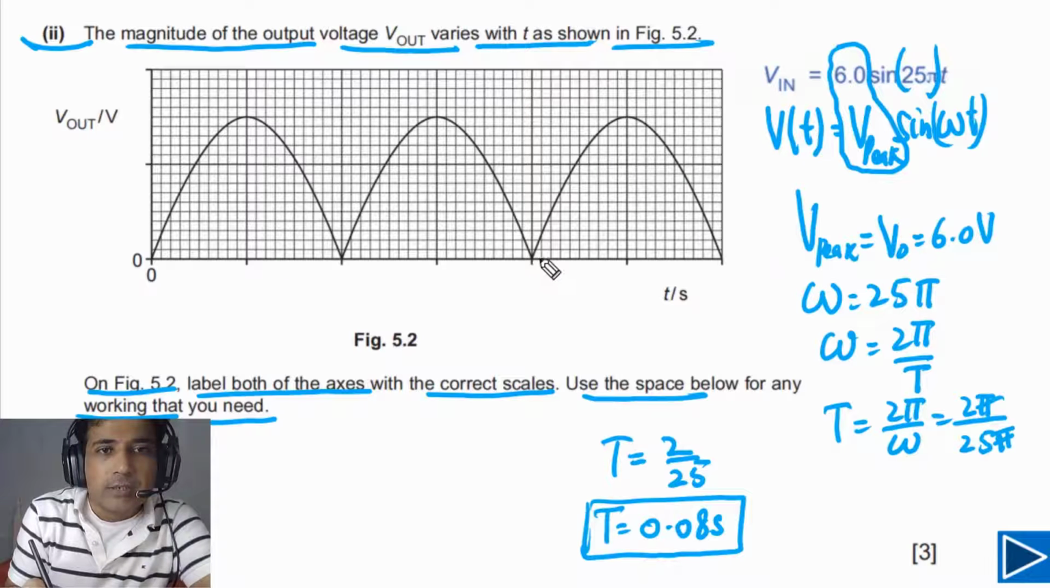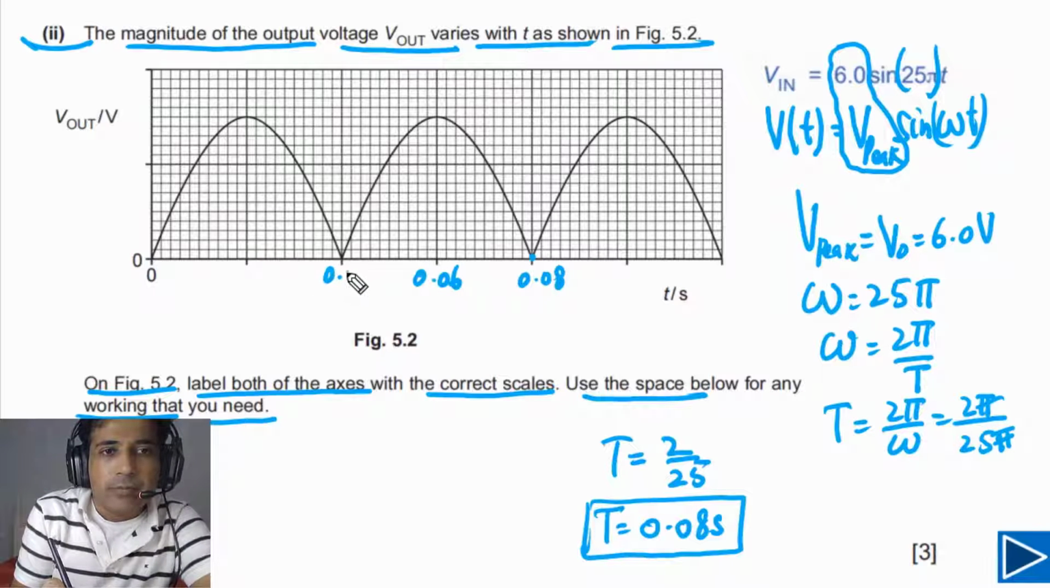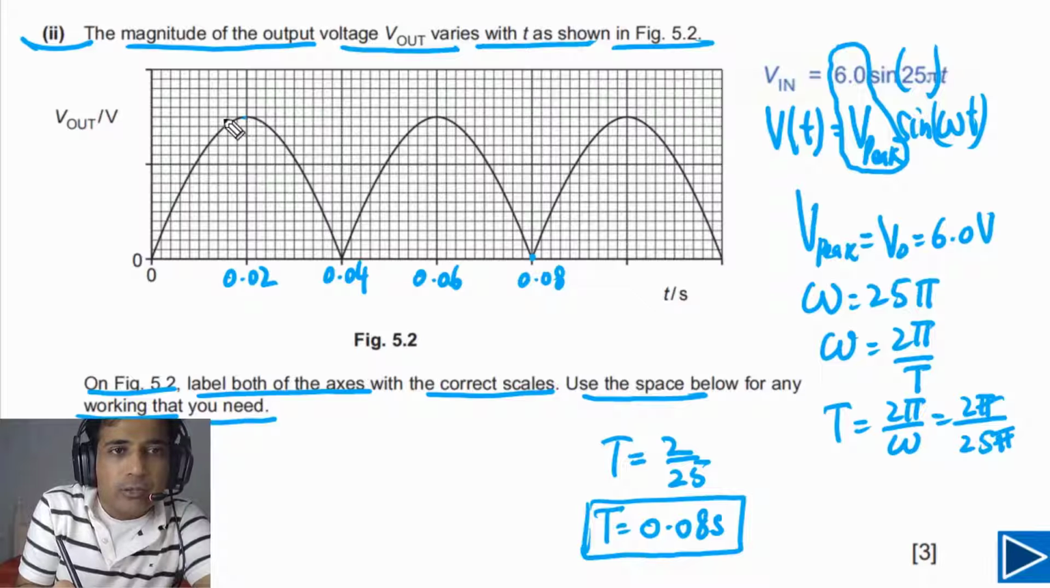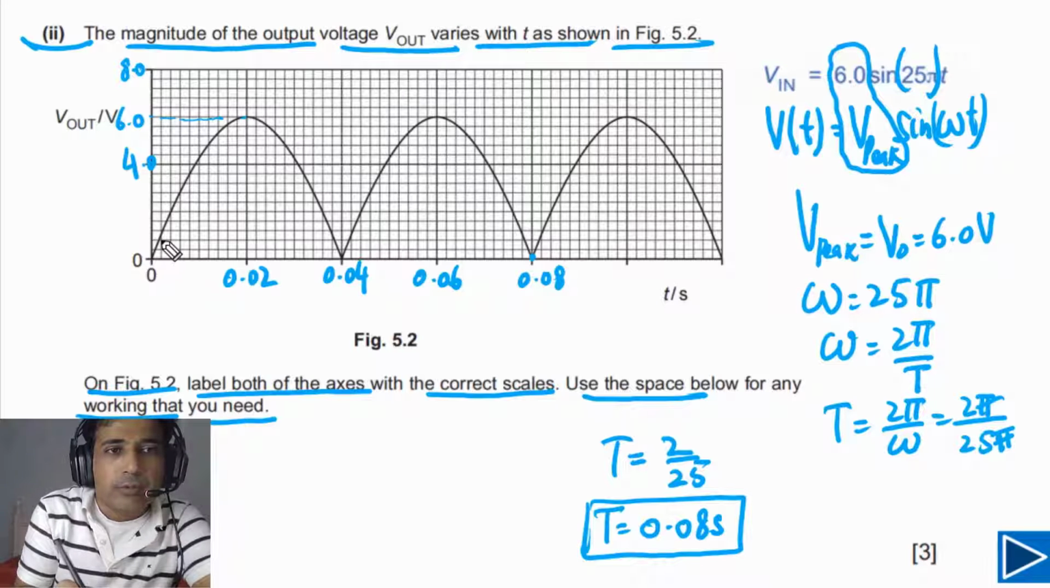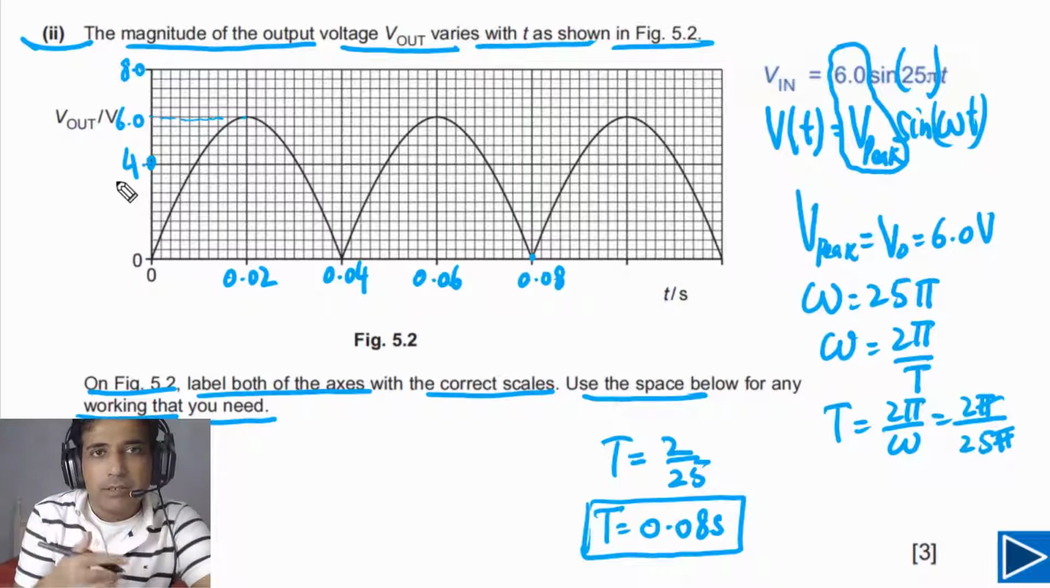In this case, one time period is this. So we can label this one. This is 0.08, and this one will be 0.06, and this one will be 0.04, and here we can label 0.02. Now the peak value of the voltage is given. So peak value of the voltage is 6.0, and this is halfway. So this one we can say will be 4, and this one we can say will be 8.0. So this is 4.0. So this one we can label is 0. So this is how you can label axis.